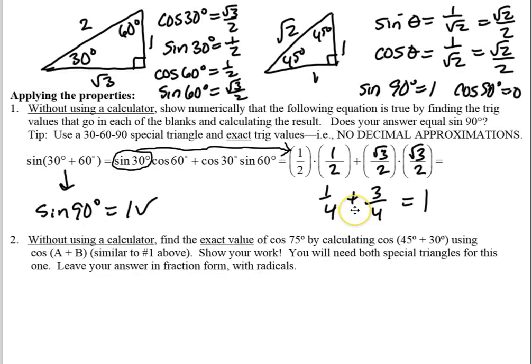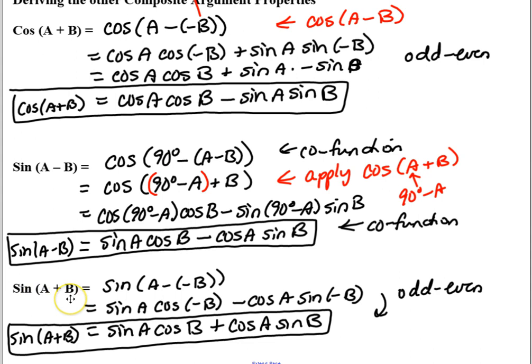The last property is sine of A plus B, and we're going to handle that just how we did cosine of A plus B. I'm going to rewrite sine of A plus B as a subtraction. So I have sine of A minus a negative B. Then I'm going to apply the previous property, which uses sine of A minus B, only every place there's a B, I'm going to substitute a negative B. So I have sine A cosine negative B minus cosine A sine of negative B.